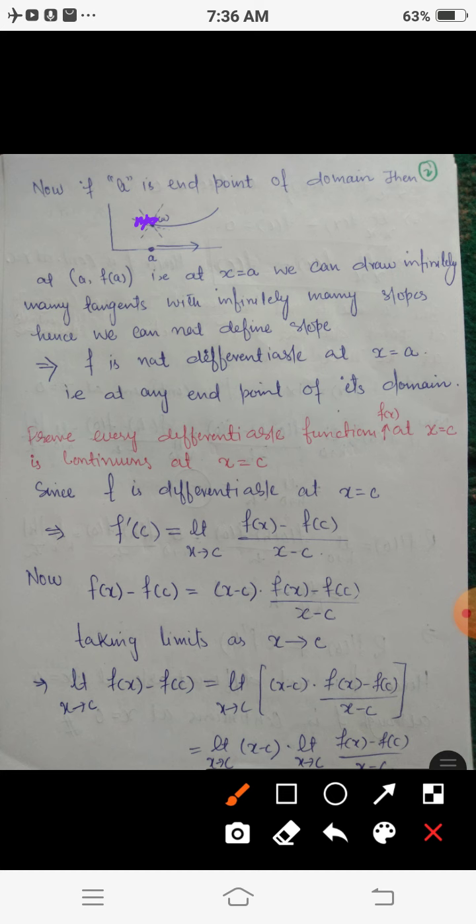So when tangents are not unique, this means that this limit is not unique. Hence we can say that at endpoints the function is never differentiable.